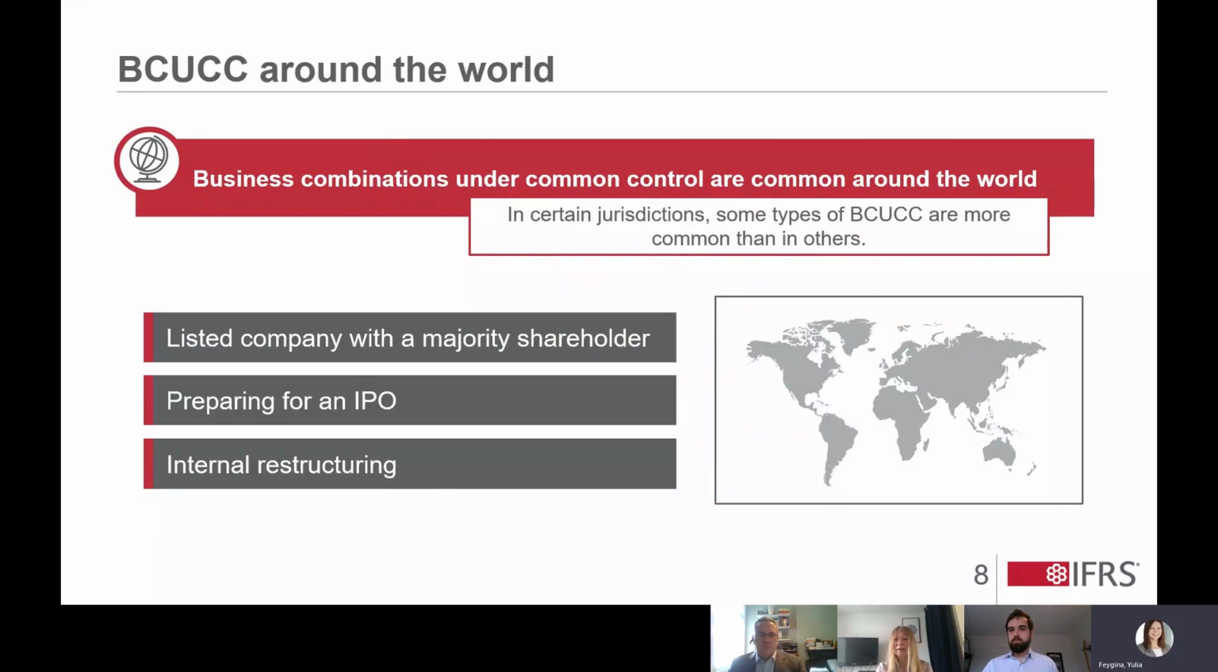And so what I would like to highlight next is that business combinations under common control are common in many jurisdictions around the world. Some types of these transactions might be seen more commonly in some jurisdictions than others, but there are three typical scenarios that we would like to discuss today, building on the example of a business combination under common control that we looked at in the beginning of this presentation. So first, we will look at transactions involving a receiving company whose shares are listed. Then we will look at a receiving company that is preparing to list its shares. And finally, we will look at a receiving company that is not listed, is not preparing for listing, but has debt investors.